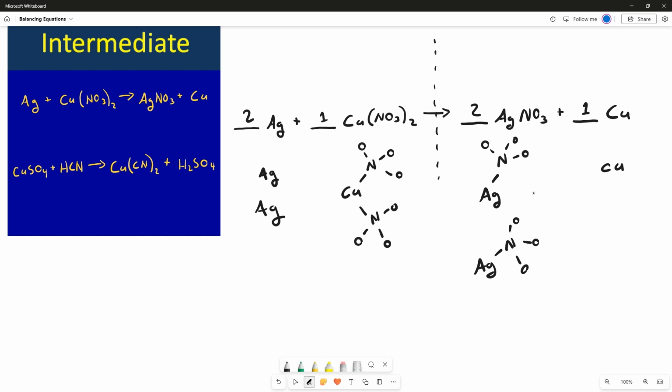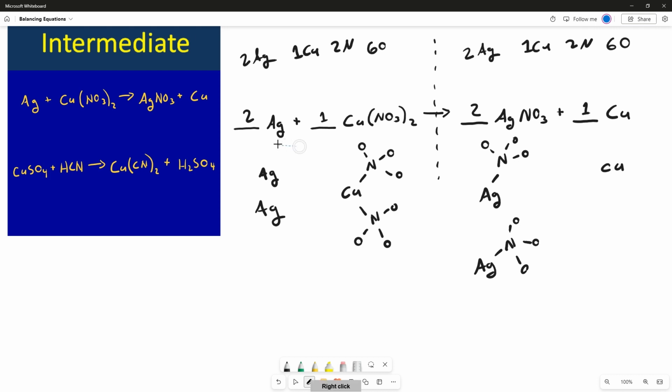So this looks balanced. We've got 2 silvers over here and 2 silvers on the right. We have 1 copper on the left and 1 copper on the right. We have 2 nitrogens on the left and 2 nitrogens on the right, and 6 oxygens on the left and 6 oxygens on the right. So the final balanced equation is 2Ag plus 1 Cu(NO3)2 yields 2AgNO3 plus 1 Cu.